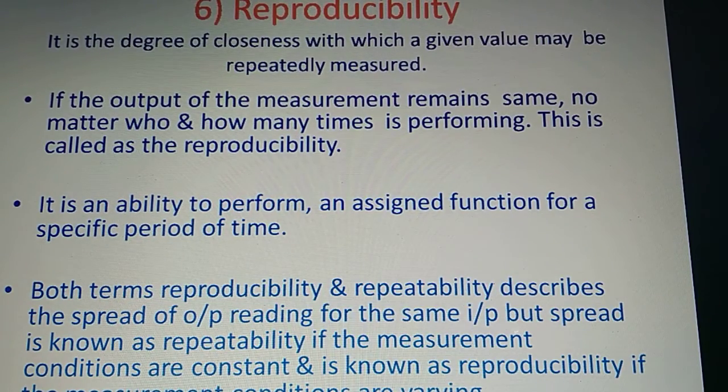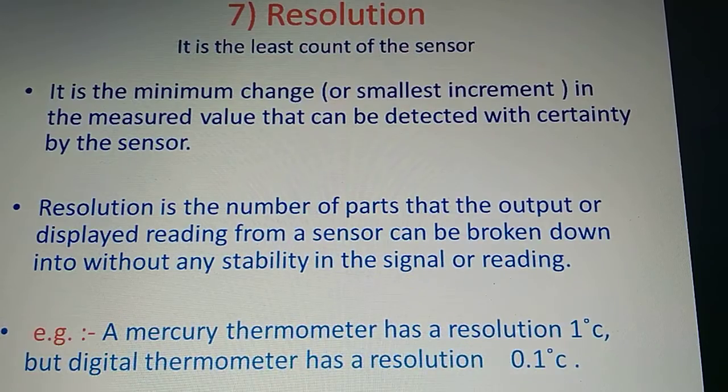The next static characteristic of the sensor is reproducibility, and this reproducibility is the degree of closeness with which a given value may be repeatedly measured, and it is the ability to perform an assigned function for a specific period of time. And along with that we have also understood the difference between the two terms, repeatability and reproducibility. And today we are going to study some more static characteristics of the sensor.